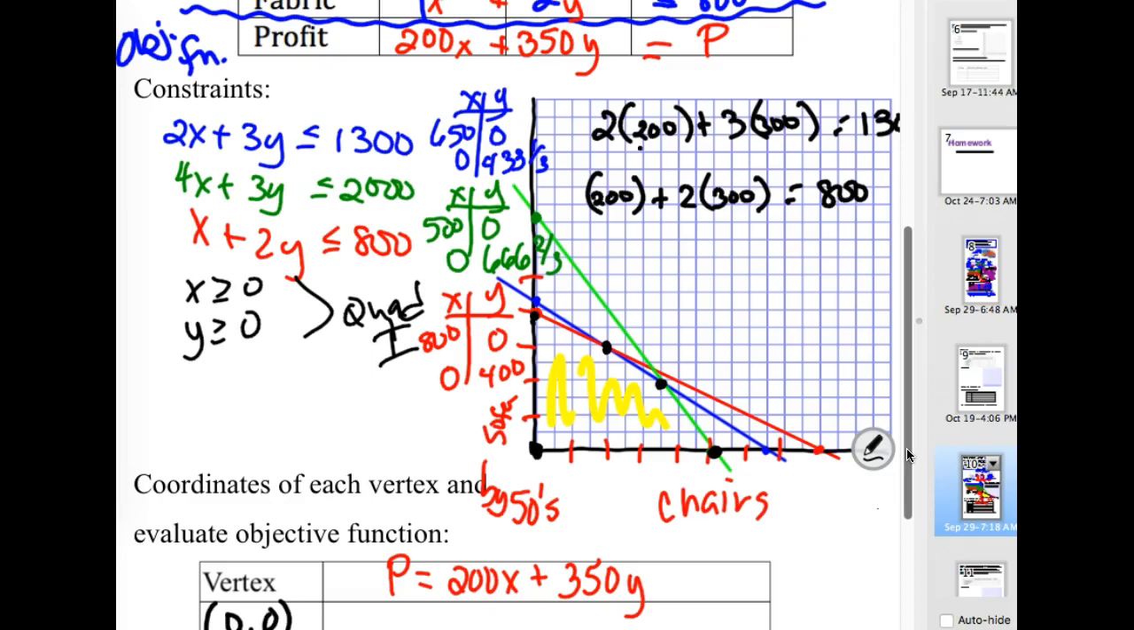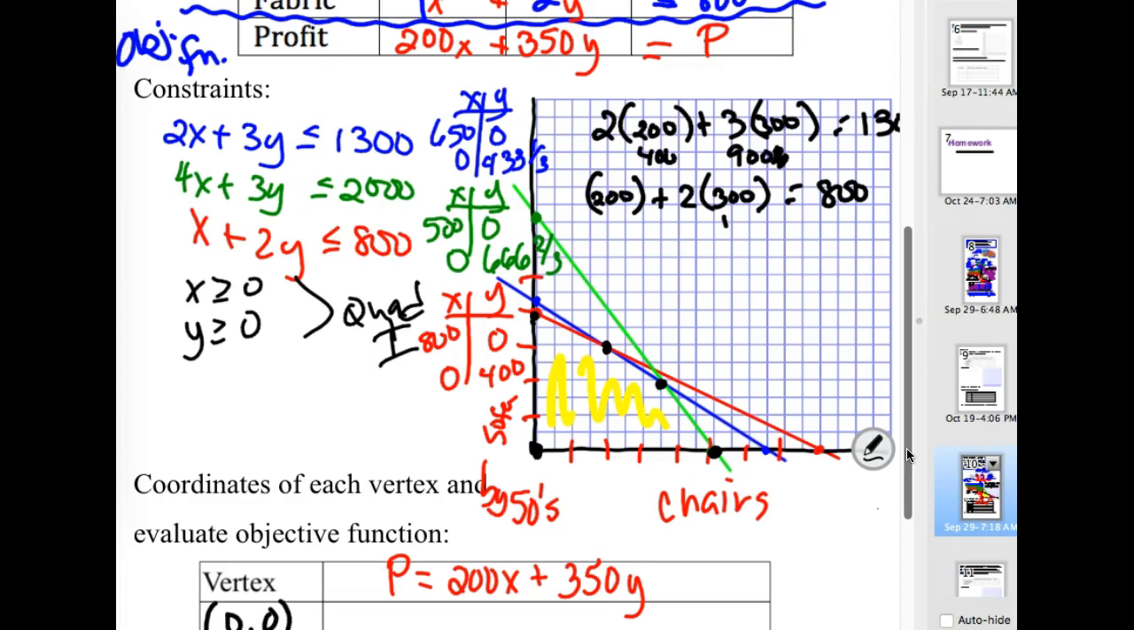2 times 200 is 400. 3 times 300 is 900. Does that add up to 1300? Okay. In our second one, we have 200 plus 600 to get 800. So is it working? Yes. How about the other one?